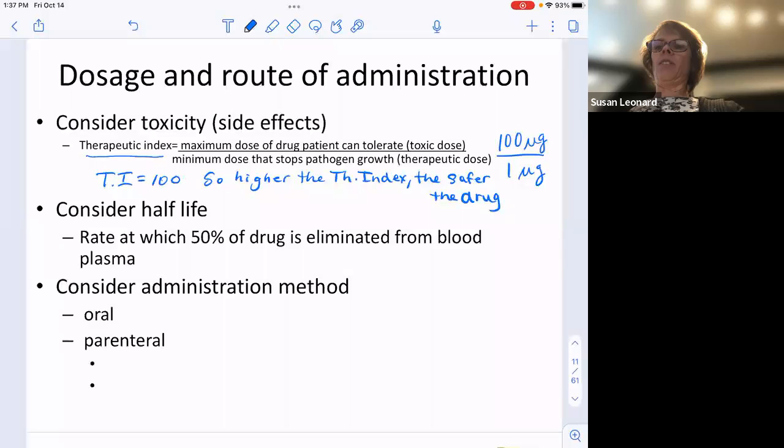We also need to consider the half-life of a drug, meaning how quickly the concentration that's going to work to kill the pathogen dissipates. If a drug degrades really slowly, then you don't have to dose it as often, and that's kind of convenient. Also, the administration method of the drug. Ideally, a drug can be given orally, and that just means it's swallowed.